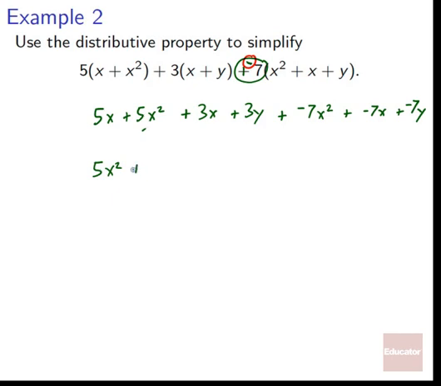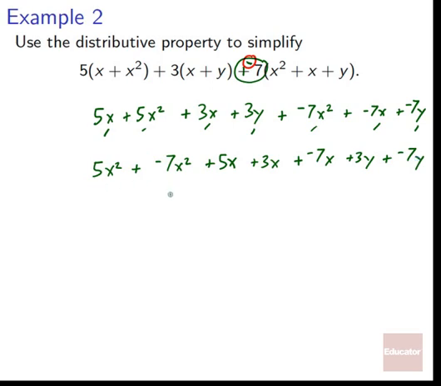So 5x squared plus, what's another thing involving x squared? Minus 7x squared. So minus 7x squared. Plus, what comes next? Looks like we can work on the x's next. So 5x, tick there, plus 3x, tick there, plus -7x. And then finally, we've got the y's, plus 3y, plus -7y. Those tick marks just help us keep track of what we're doing. They're not necessary, but it makes it easier to follow so we don't accidentally make any mistakes.